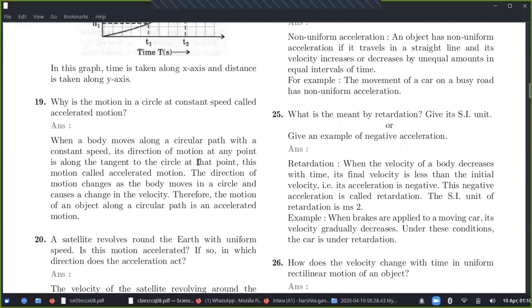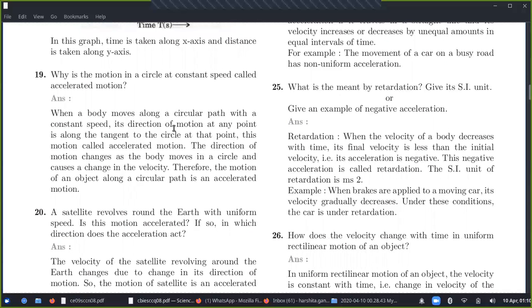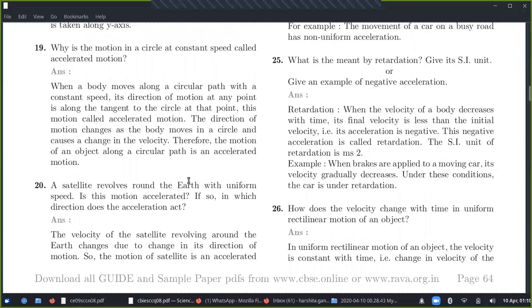So if there is a circle and an object at a point is moving, its direction, its tendency is always to go forward, you know, along the tangent to a circle, like when you draw a tangent on a circle. So the direction of the motion at any point is along the tangent to the circle at that point. This motion is called accelerated motion. The direction of the motion changes as the body moves in a circle and causes a change in the velocity. So if there is a change in velocity, it means the motion is an accelerated motion.